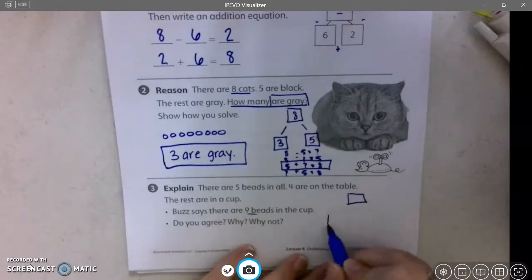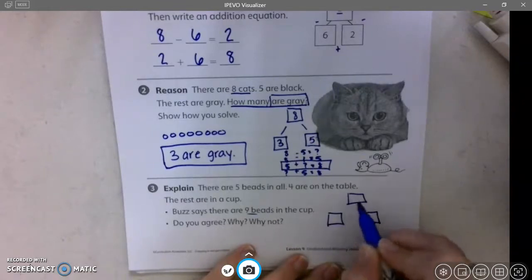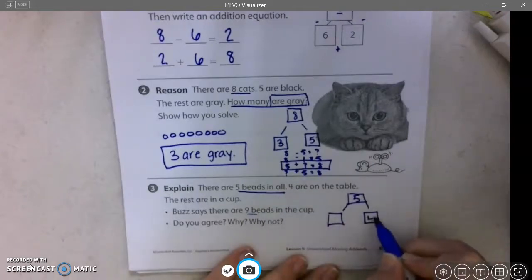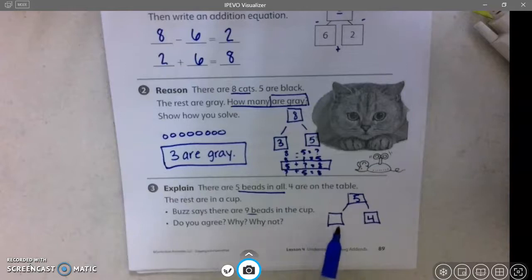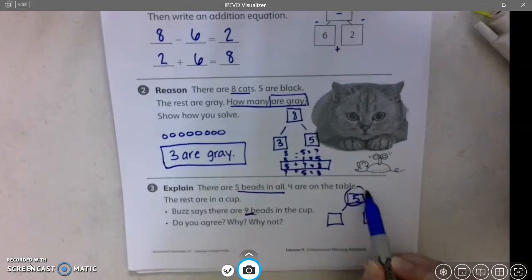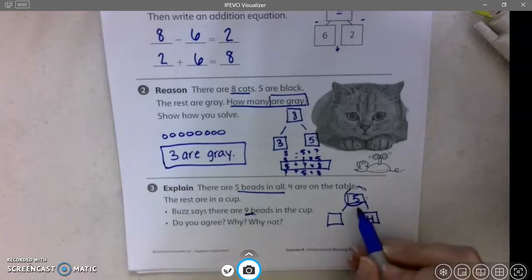Let's draw a number bond. There's 5 beads in all. That's our whole. 4 are on the table. Can 9 be this missing number? Why or why not? Go ahead, pause the video for just a second. Think about it. Figure it out. Alright, what do you think? There cannot be 9 beads in the cup because 9 is greater than our total, right? We don't have 9 beads. So there can't be 9 beads in the cup.